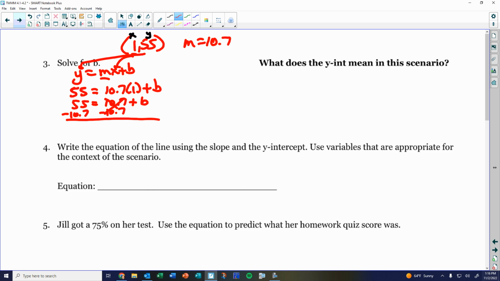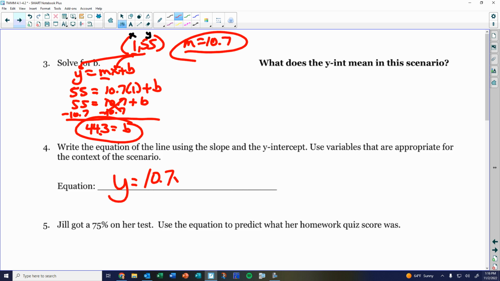So my right side is b, because that's 0. 55 minus 10.7 is 44.3. All right, so we got our b right here. We got our m. What's our equation? y equals 10.7x plus 44.3, because remember, our m is right here and our b is right here. We just plug them in, right?